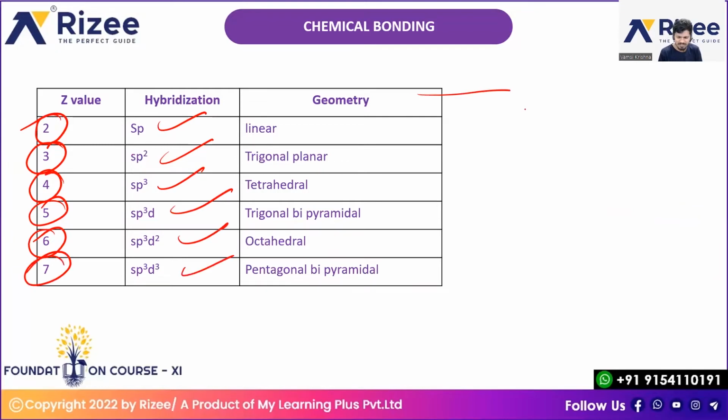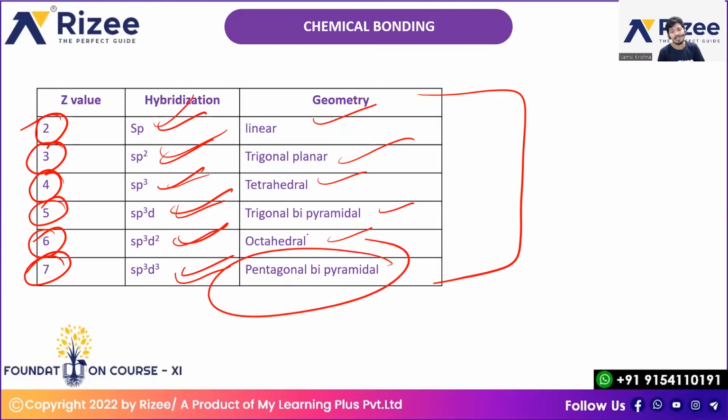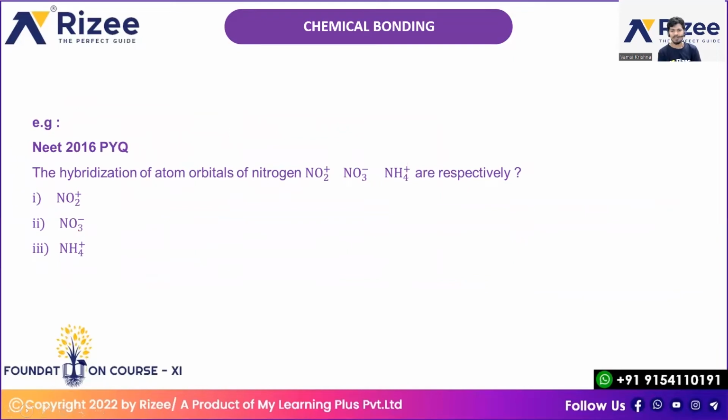And here I have given the geometry also. For sp hybridization, the geometry is linear. For sp2, trigonal planar. For sp3, tetrahedral. For sp3d, trigonal bipyramidal. For sp3d2, octahedral. For sp3d3, pentagonal bipyramidal. Okay, let me take one example.